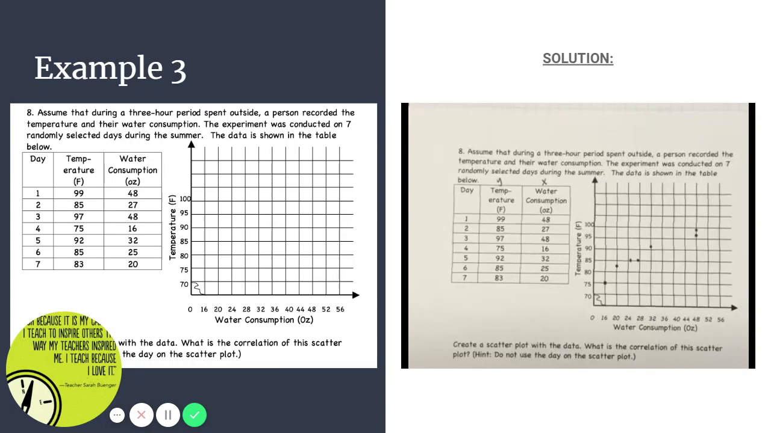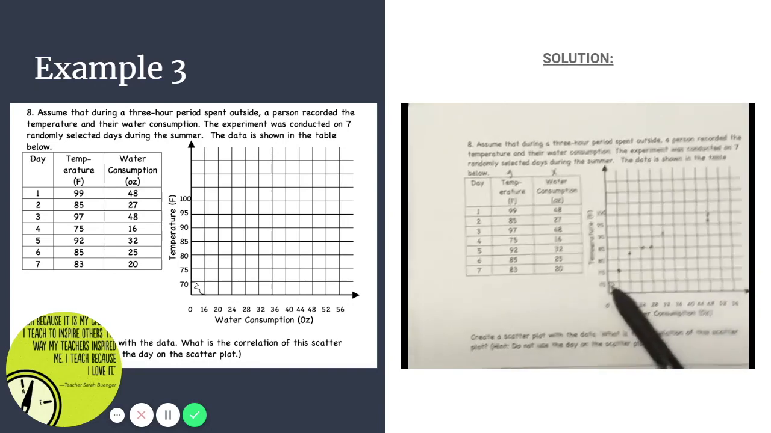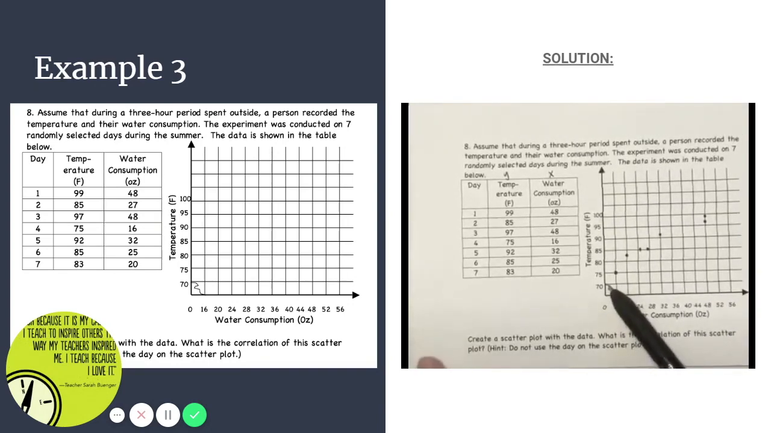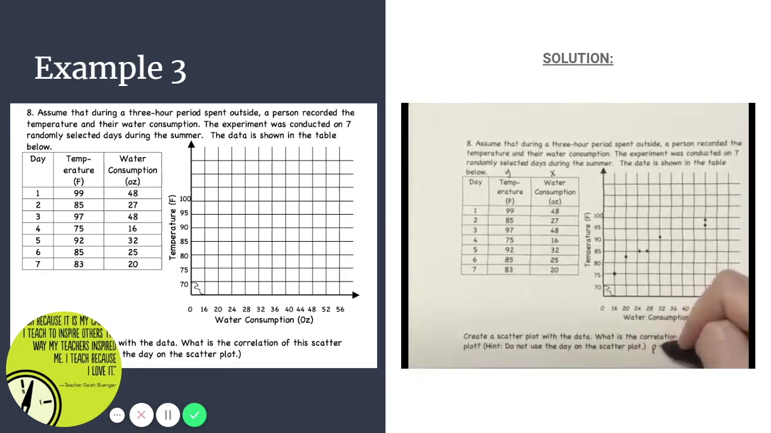So if it's hotter outside, you're more likely to drink more water because you are hotter and you're sweating a little bit more. So because as one increases, the other one also increases, you see that positive trend here going up. So this would be a positive correlation.